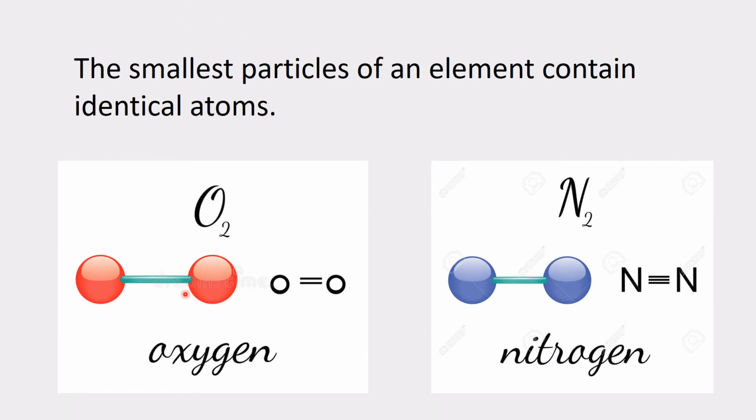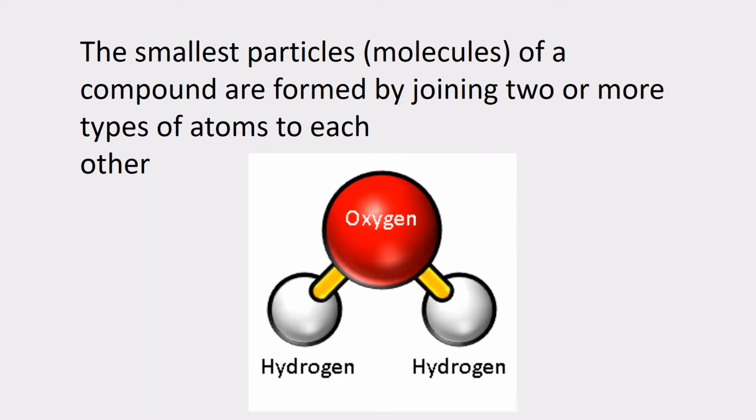Now we'll see some examples. The smallest particles of an element contain identical atoms. Identical means similar. In oxygen, we observe that the two atoms are similar: two oxygen atoms bonded together. The smallest particle of a compound is formed by joining two or more atoms to each other. So here, this is the compound.